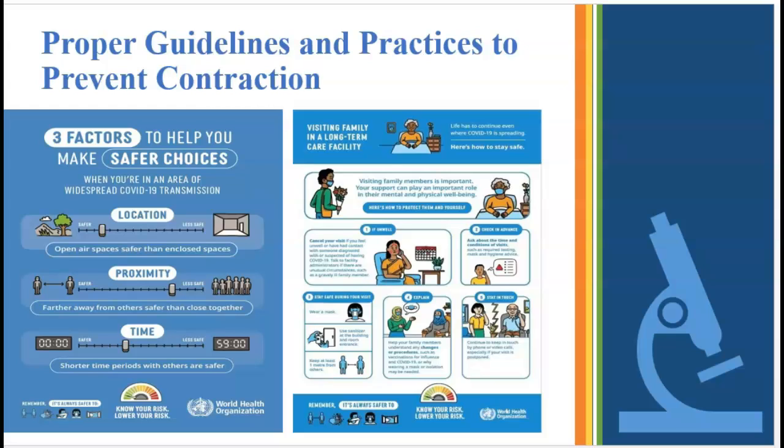Location. Open air spaces are said to be much safer than enclosed spaces. Proximity. Farther away from other individuals is much safer than being close together, and it's said to be at least 6 feet. And time. Shorter time periods with others are safer.